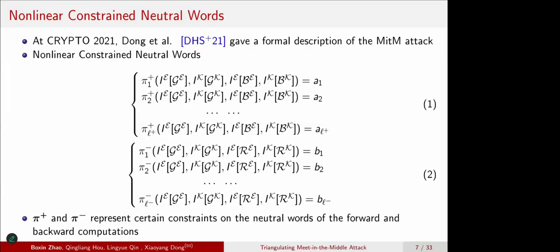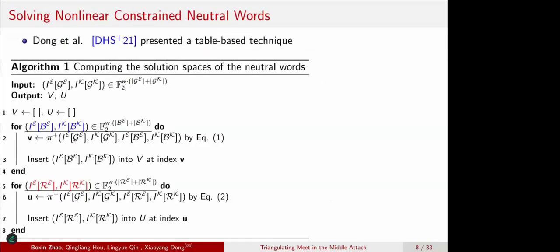Unlike linear constraints, which can be solved via Gaussian elimination, nonlinear constraints involve complex mappings that make direct solving difficult. Dong proposed a table-based technique to solve nonlinear constrained neutral words, as shown in Algorithm 1. The core idea is to pre-compute all possible values of neutral words and store them in hash tables V and U. However, this technique has a critical flaw. It requires a huge amount of memory to store the two hash tables.